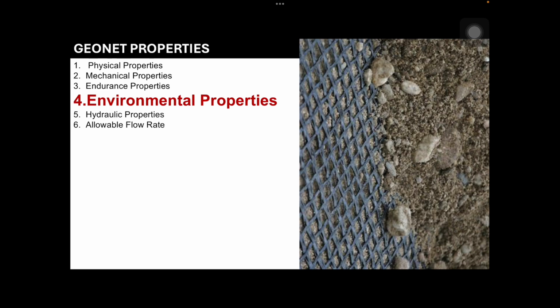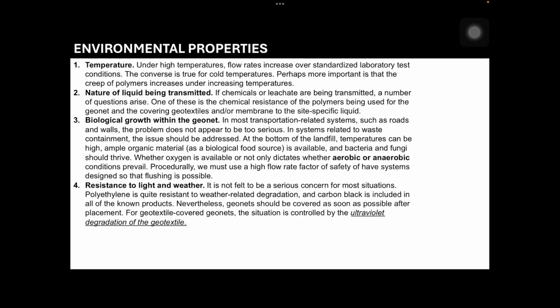Number 4, environmental properties ng geonets. Number 1, temperature. Under high temperatures, flow rates increase over standardized laboratory test conditions. The converse, or kabaliktaran, kapag cold temperature naman, it decreases yung flow rate ng geonet natin. Perhaps more important is that the creep of polymers increases under increasing temperature.